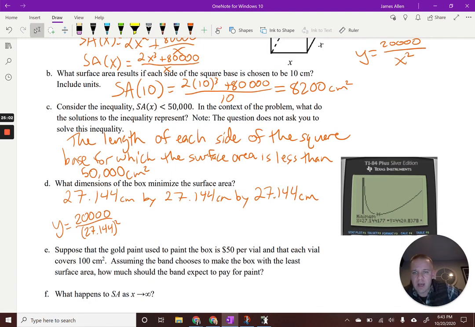Last couple. Suppose that the gold paint used to paint the box is $50 per vial, and that each vial covers 100 centimeters squared. Assuming the band chooses to make the box with the least surface area, how much should the band expect to pay for the paint? Well, lucky for us, we've got our graph still up here. Remember that y value we talked about? That is our minimum surface area.